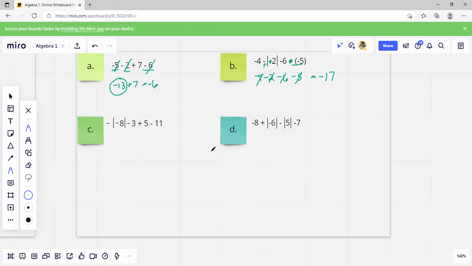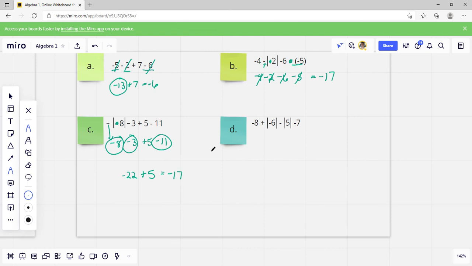All right, this one, we got to get rid of these absolute value signs, so that would be negative 8 because of that negative, right? Gets pulled down. And then I've got negative 3 plus 5, negative 11. So now we're going to find my negatives, 8 and 3 and 11, 19, 20, 21, 22, negative 22, positive 5. And that is going to be, I'm going to subtract because my signs are different. I owe $22. I pay back 5 of it. So now I only owe 17.